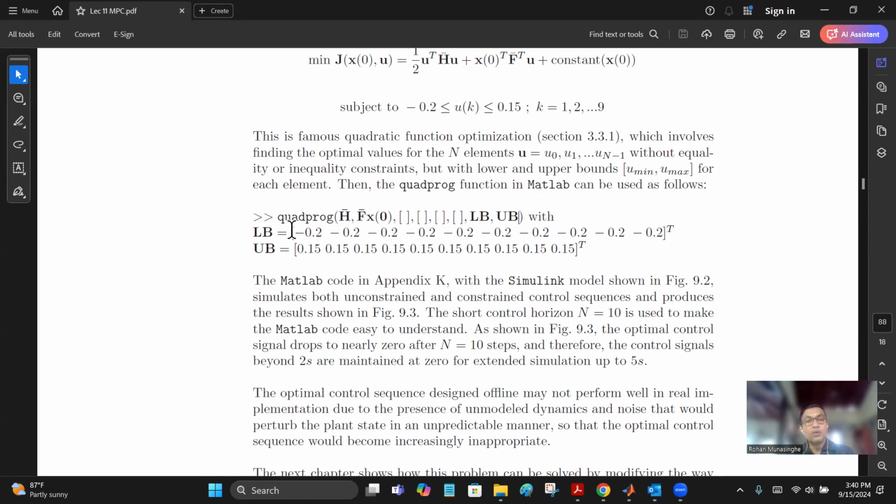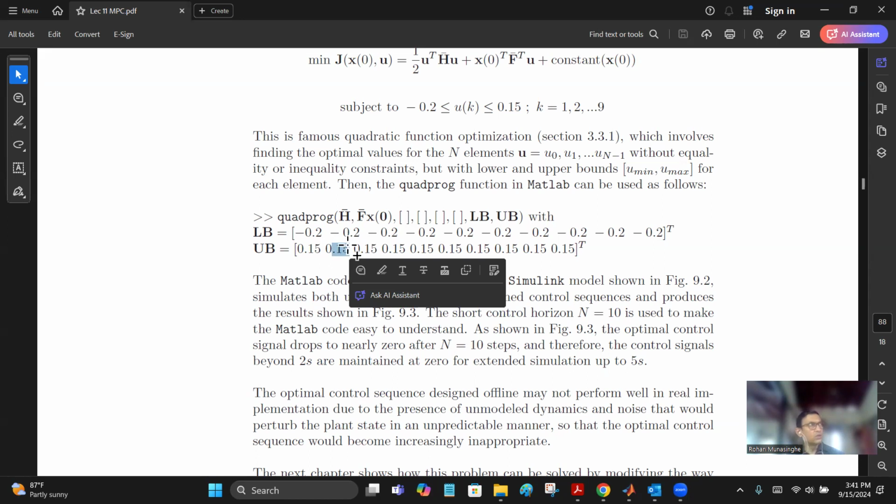And if you say lower bound, you have to write it down this way, lower bound, and this is the upper bound. Because in this optimization process, you have 10 control signals, right? U0, U1, U2, like that, because it is a 2-second process and your sampling interval is 0.2 seconds. 2 divided by 0.2 is 10. You have 10 numbers. So for each control signal, you have to give, this is my upper bound, this is my lower bound, right? In this case, it is identical.